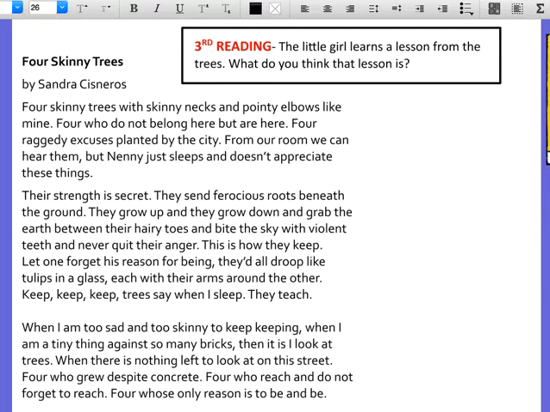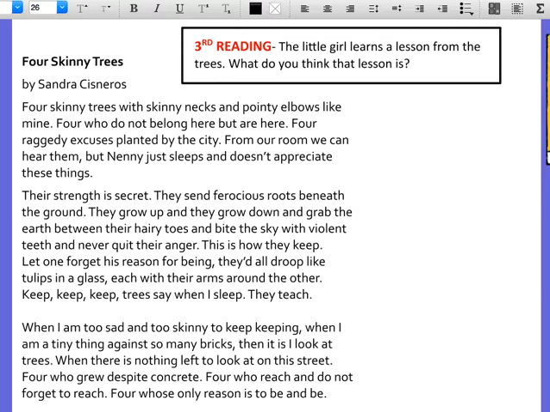Let one forget his reason for being. They'd all droop like tulips in a glass, each with their arms around the other. Keep, keep, keep, trees say. When I sleep, they teach. When I'm too sad and too skinny to keep keeping, when I am a tiny thing against so many bricks, then it is I look at the trees. When there is nothing left to look at on the street, four who grew despite concrete, four who reach and do not forget to reach, four whose only reason is to be and be.